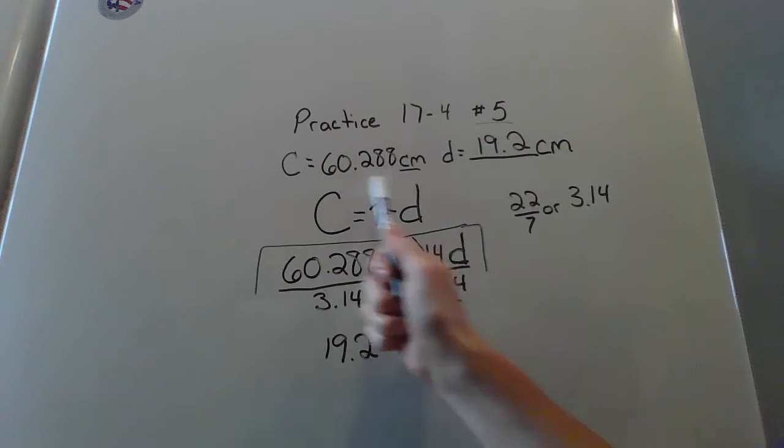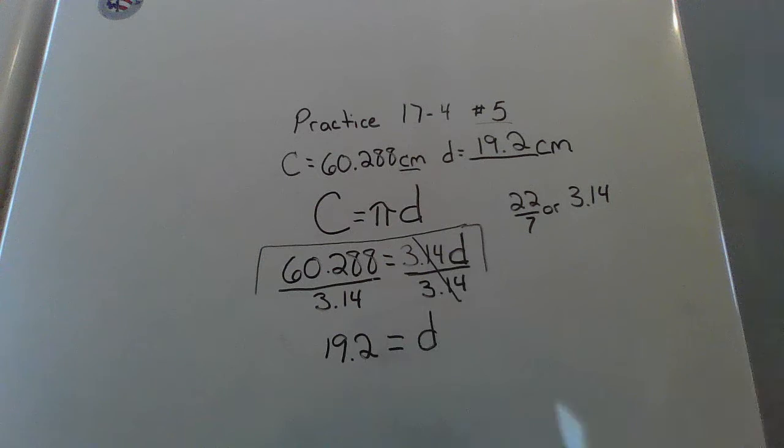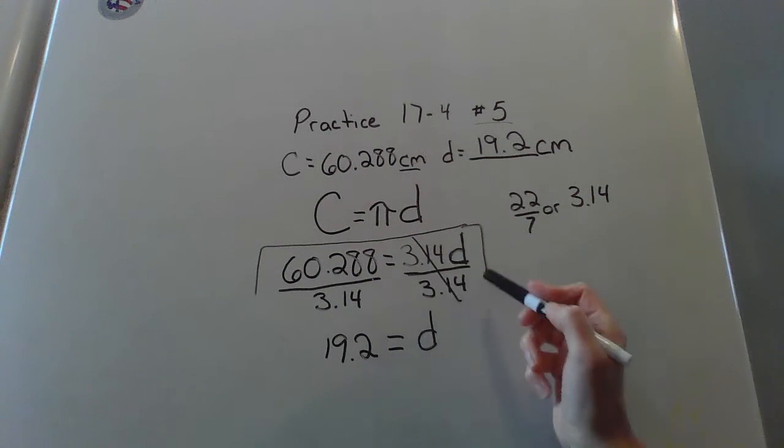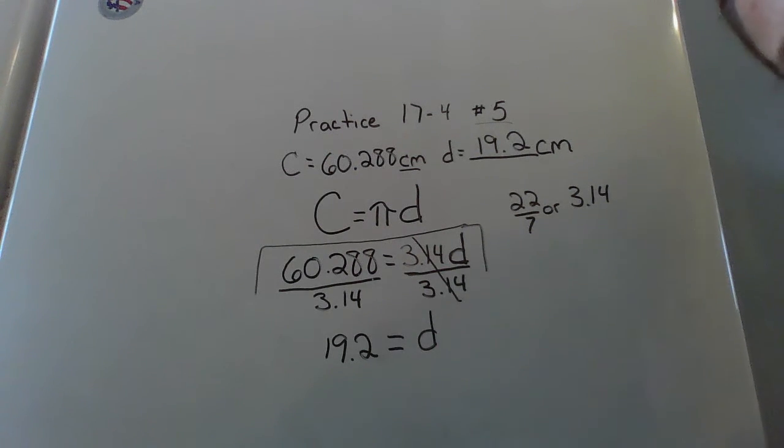This is the only work you need to show when you're doing these problems. You don't need to show the long division. You don't need to show any multiplication. You just need to show your steps. Use your calculator to do the work, and then there's your answer. Okay, so that would be how you would do a number 5 on practice 17-4.